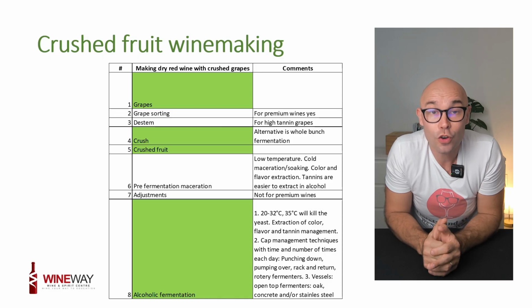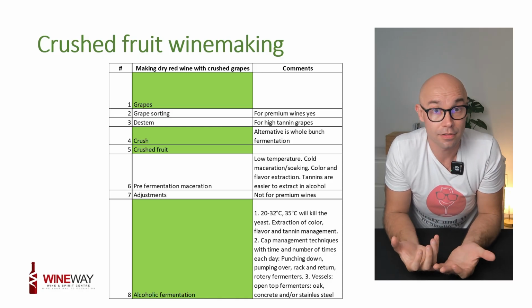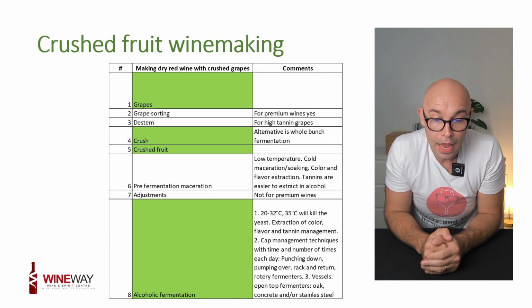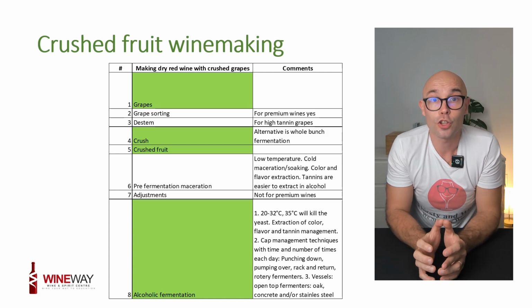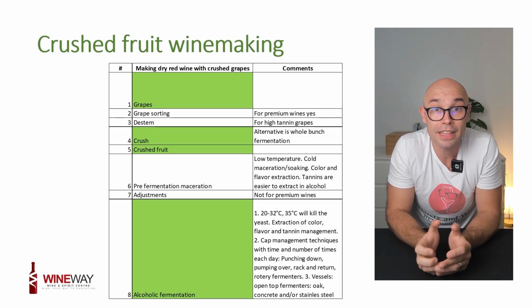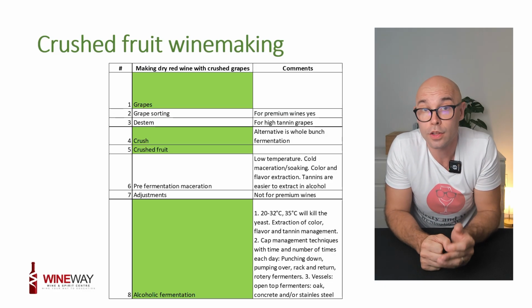Extraction of color and tannin is one of the most important steps in red winemaking. At this point, you're going to be adjusting the temperature of the fermentation depending on what kind of style of wine you want to produce.